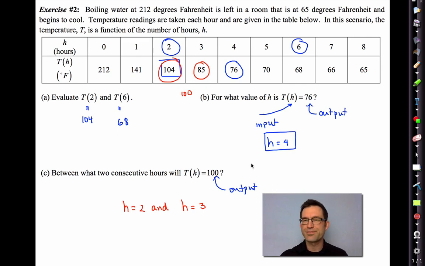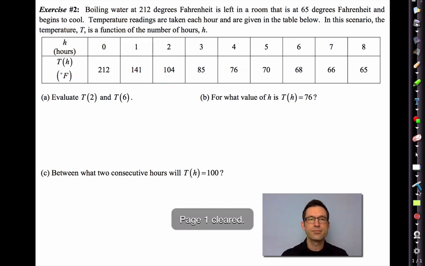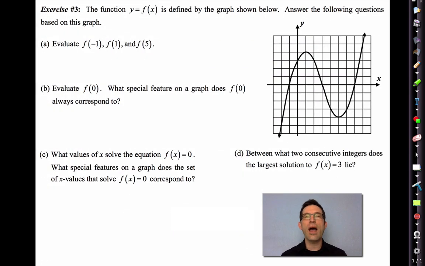Okay, here we go. Let's take a look at a function in graphical form. Remember, these function rules, equations, graphs, tables, any of the above. Now, this might be a little bit trickier, but keep in mind that the inputs are x values, right? So this, and this are all x values. And the outputs are y values.